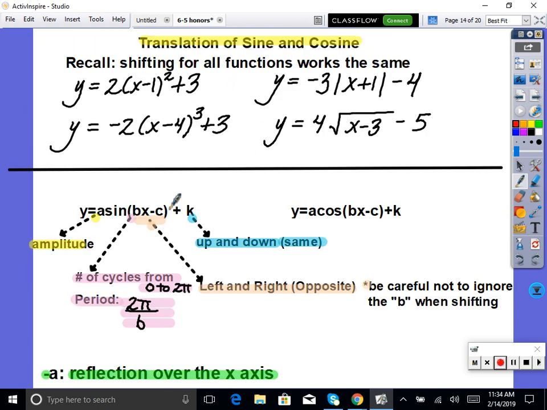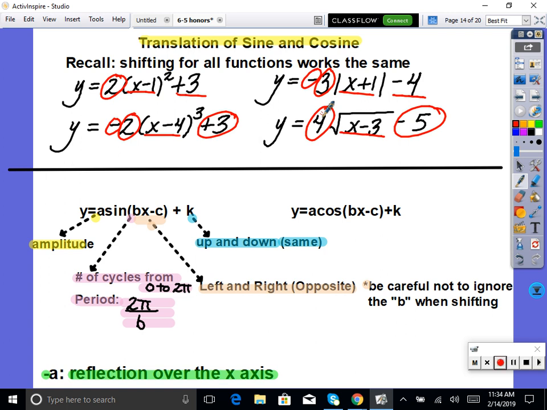Let's just get into all the shifts now. So shifting for all functions works the same. So if I had a quadratic, you would say the shift is right 1, up 3, stretch of 2, correct? Yeah. Right 4, up 3, stretch of 2, reflection over the x. Left 1, down 4, stretch of 3, reflect over the x. Left 3, down 5, stretch of 4. Agreed? Well, shifting for sine and cosine works the same way.